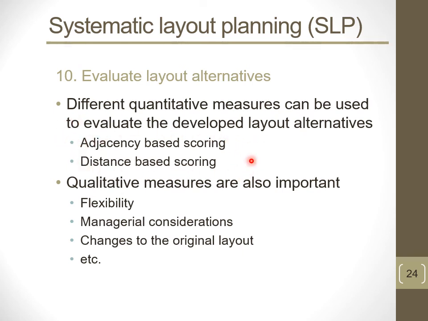Or we can consider some qualitative measures, because they are also important. Other than being adjacent or close to each other, we also should consider the flexibility of the layout. Is it possible to adjust this layout for further changes? Uncertainties in the future. We should consider managerial considerations. We should consider changes to the original layout, etc. So these are some qualitative measures, and they are also important. These are the 10 steps of the systematic layout planning.